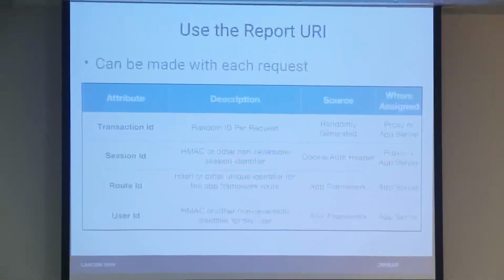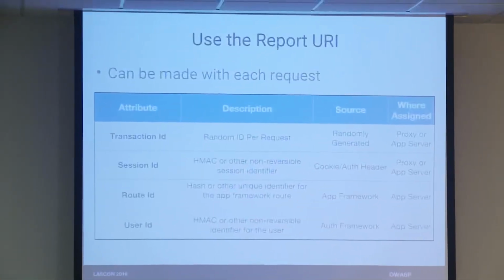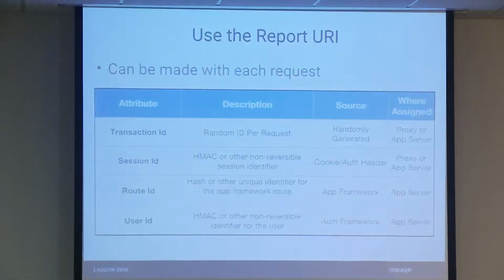The other thing we can do is modify the report URIs. One of the tricks that we use is to add some properties to the report URI by adding arguments on the URL. So we add a transaction ID, so that's per request, per page load. We have an HMAC of the session ID, a route ID, which is a hash of the controller and the method, and sometimes the user ID, and depending on the privacy settings, an HMAC of that. So we can match all that up in the reports.